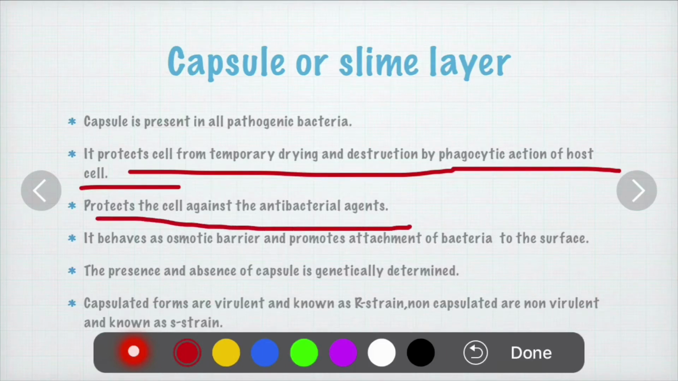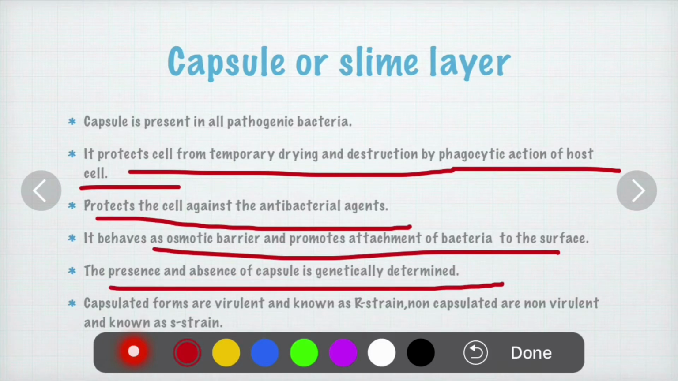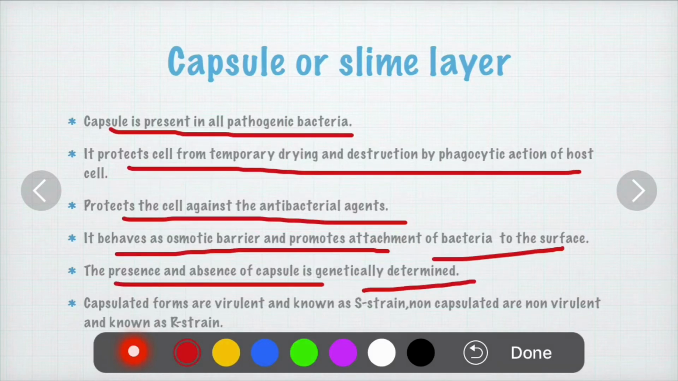It also protects the cell from antibacterial agents. The capsule behaves like an osmotic barrier and promotes the attachment of the bacteria to surfaces. The presence or absence of the capsule is genetically determined. So not all bacteria get a capsule; only the bacteria which are genetically coded can develop a capsule.